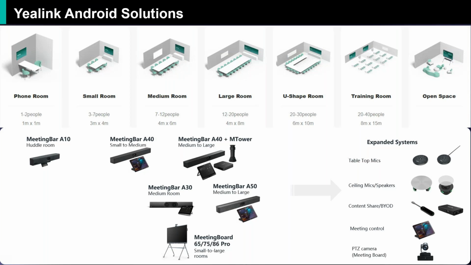You see also there the additionals that we can have, tabletop microphones, they can be wired or Wi-Fi, ceiling microphones and speakers when we have content share, BYOD, and then the meeting control for the meeting bars or for the interactive display. And then PTZ camera, there's a 12 times PTZ camera available for the meeting board.